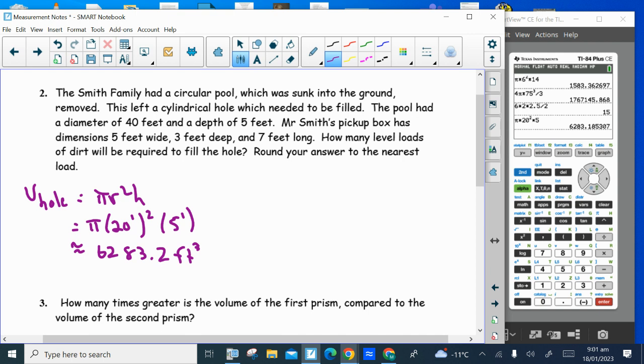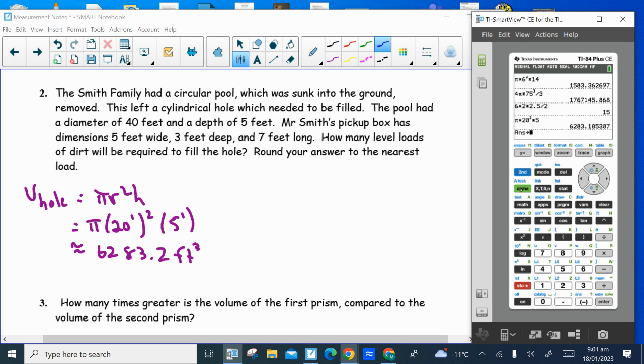So again, what that means, if you had boxes that measured 1 foot by 1 foot by 1 foot, this is how many it would take to fill it up exactly. Because it's a cylinder, rounded sides, some of those boxes would have to be cut in order to make them fit. But this is how many it would take in order to fill it completely. So that is the volume of the hole. Now I should store this into memory slot A because I know I'm going to need it.